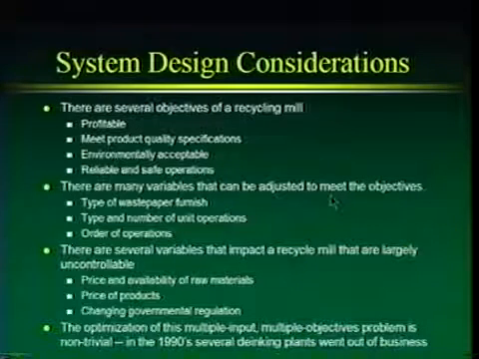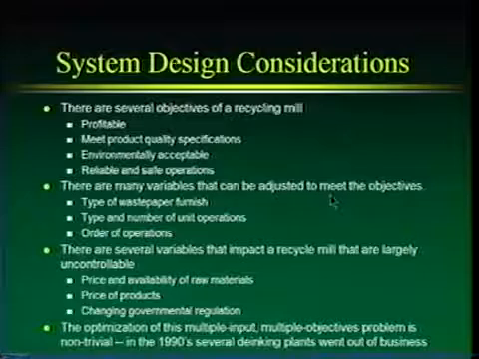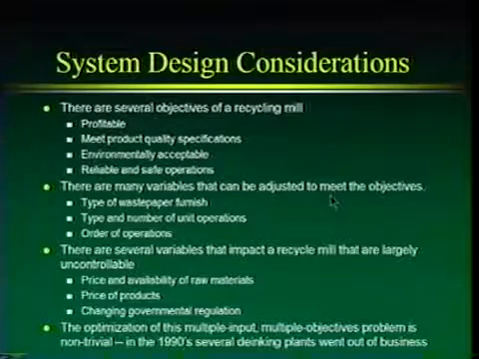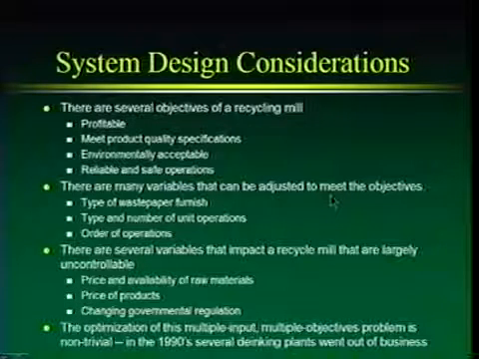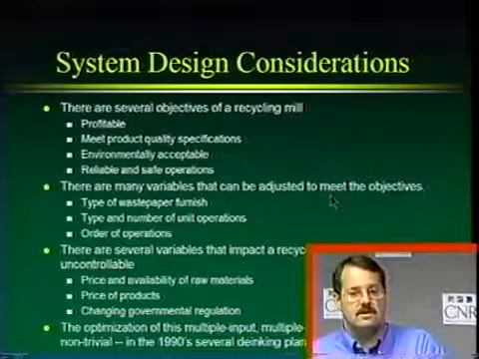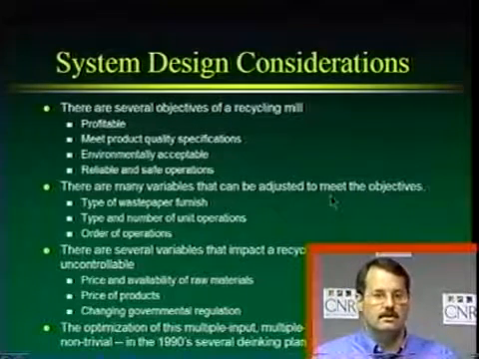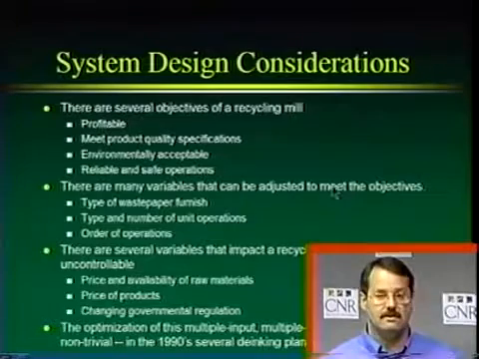And then there are other variables in a mill that are really uncontrollable, and you have to just deal with them as they come to you. And that's the price and availability of raw materials, the price that you're getting for your product, and then changing government regulations, environmental issues. So the bottom line here is that at least in the United States, we went through a real rough period in the 1990s where several deinking plants went out of business because they built the system on certain assumptions, and then when those assumptions proved to be invalid or constraints changed, they found it hard to make a profit.